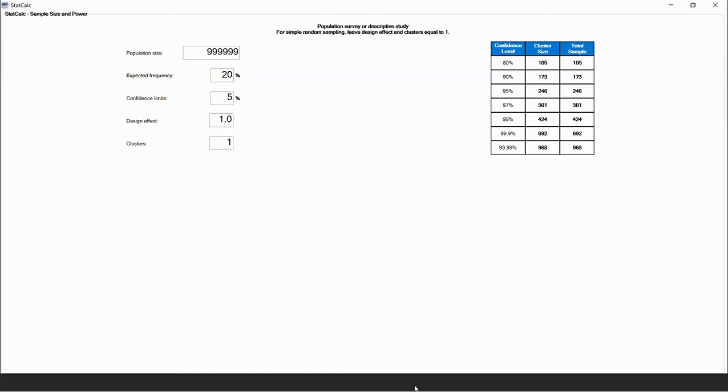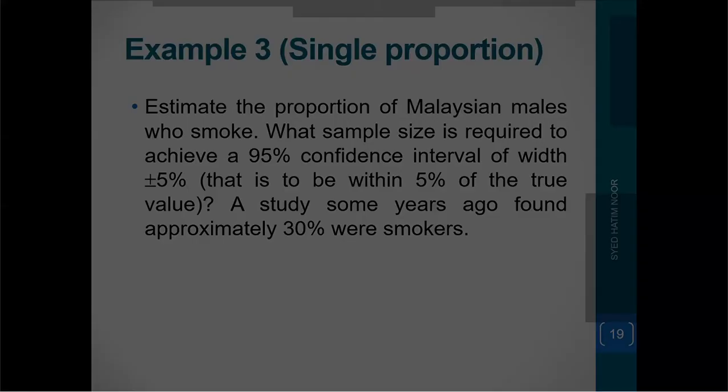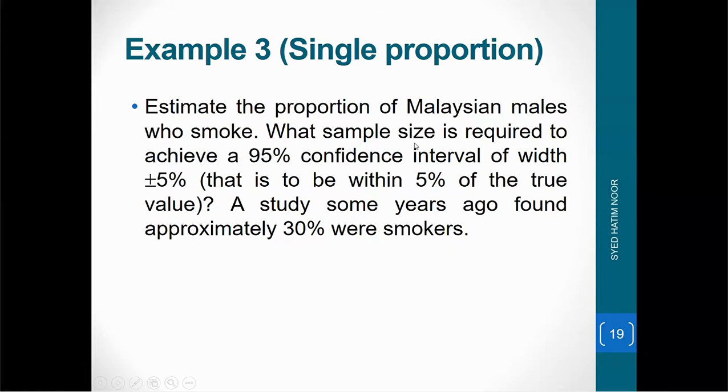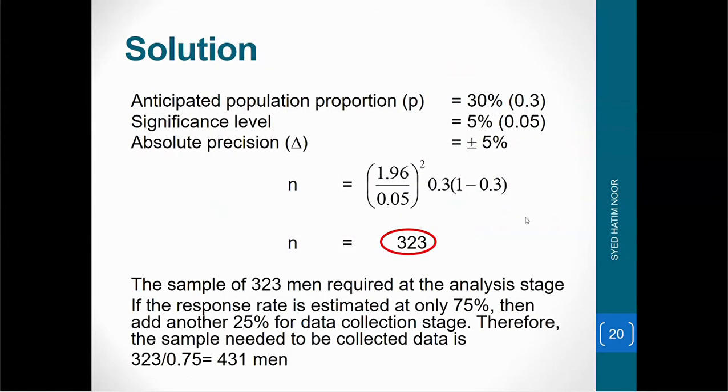Another example. Estimate the proportion of Malaysian males who smoke. What sample size is required to achieve a 95% CI of width plus or minus 5%? That is 5% of the true value. A study some years ago found approximately 30% were smokers. So your prevalence will be 30%, your precision will be 5%. So this follows the formula.